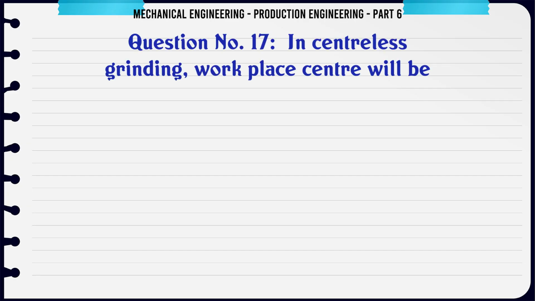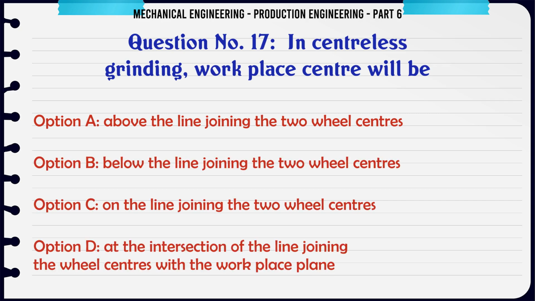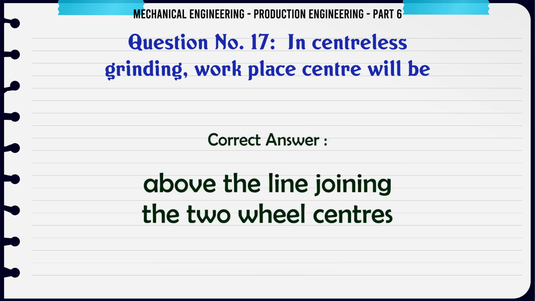In centreless grinding, workpiece center will be A. Above the line joining the two wheel centers. B. Below the line joining the two wheel centers. C. On the line joining the two wheel centers. D. At the intersection of the line joining the wheel centers with the workpiece plane. The correct answer is above the line joining the two wheel centers.